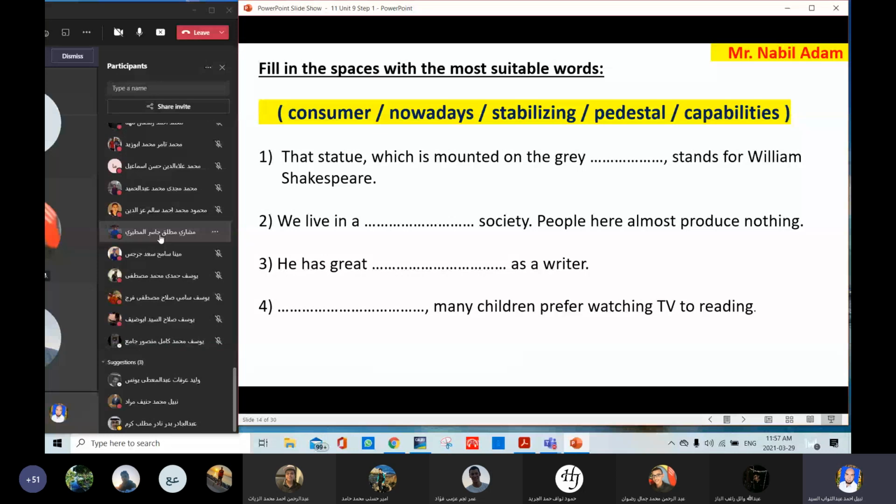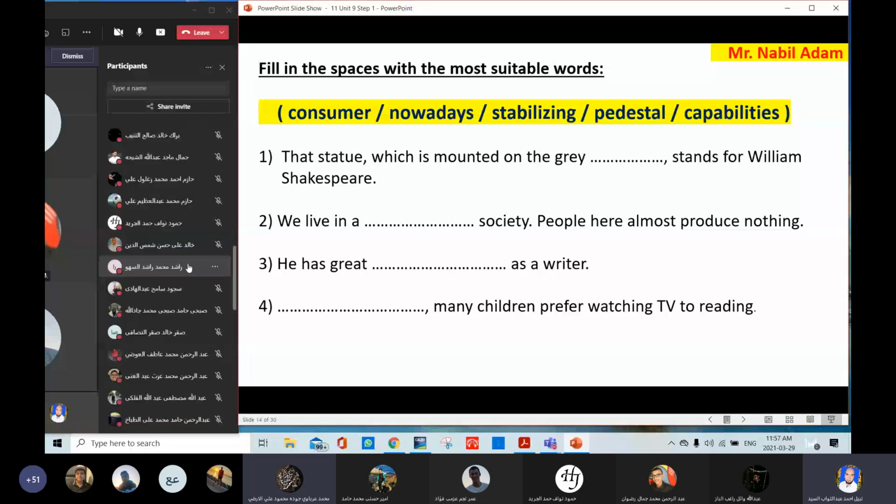Yes, number one. The statue which is mounted on the pedestal stands right for William Shakespeare. Pedestal. Very good. Thank you, Muhammad.